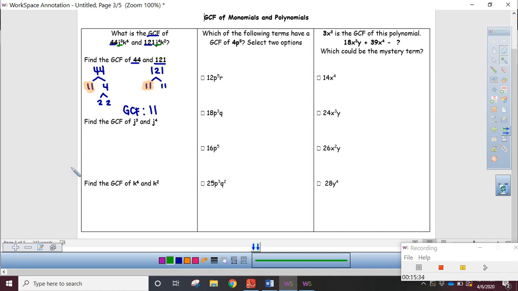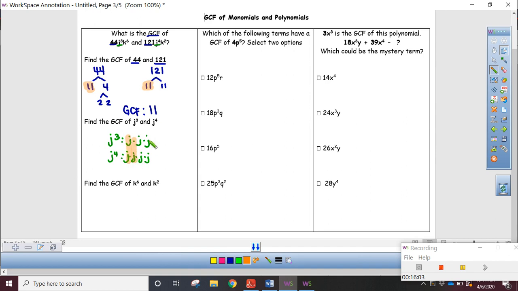Again, you want to figure out what they have in common. j to the 3 is the same thing as 3 j's, j times j times j. j to the 4th is the same thing as 4 j's: 1, 2, 3, 4. Now we want to see what they have in common. Remember I mentioned that the smallest exponent is what they have in common. They have 1, 2, 3, so 3 j's in common. So the GCF here is j to the power of 3, because the smallest exponent was 3, and that's how many they have in common.